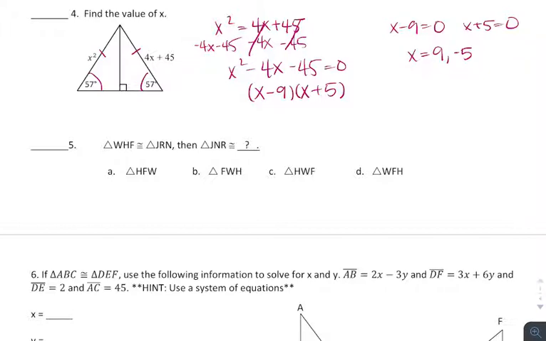Negative 5 squared is going to give you positive 25. And then negative 5 plugged into 4x is going to be negative 20 plus 45, which is still a positive answer. So x is going to have two values here, 9 and negative 5.